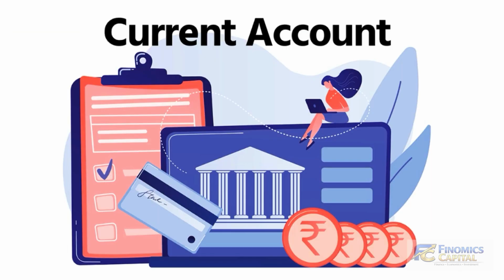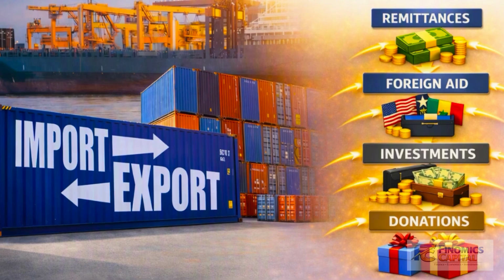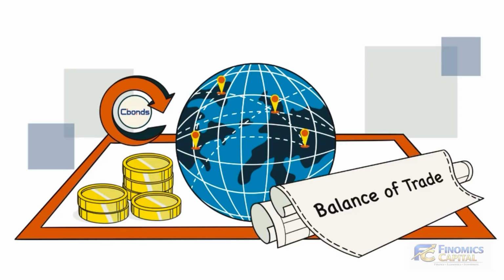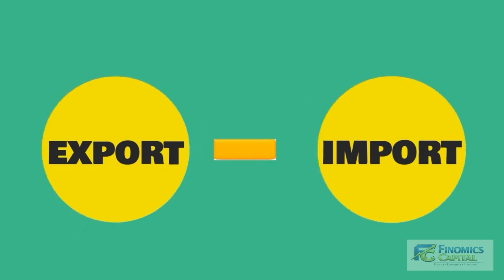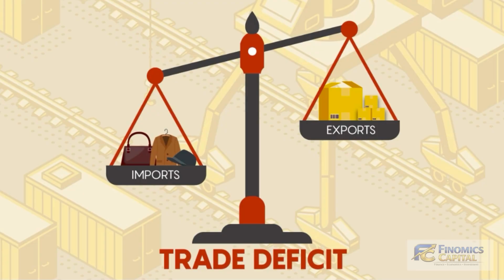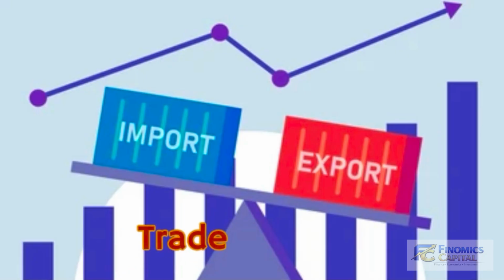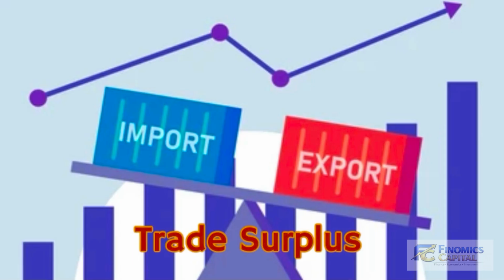What is current account? The current account shows how much net income a country earns through imports, exports, remittances, gifts, donations, foreign aid, and investments. A part of the current account is the balance of trade, which is the balance between imports and exports. Exports minus imports. A trade deficit occurs when imports are greater than exports because more money flows out of the country through imports compared to money coming in through exports. In a trade surplus, exports are greater than imports because more money flows into the country through exports and less money flows out through imports.